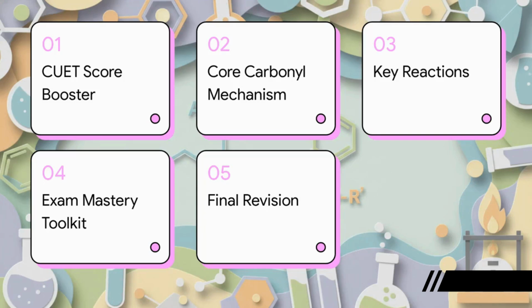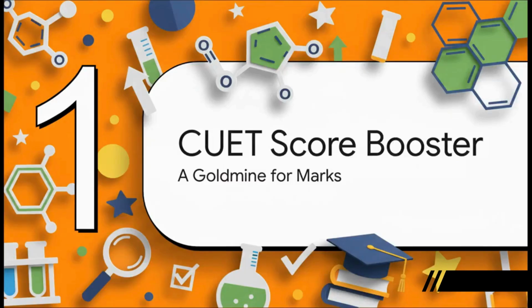So, what's our game plan? Simple. First, we'll see why this topic is a total goldmine for marks. Then, we'll unlock the one core mechanism that explains everything. After that, we'll cover the must-know reactions, give you an exam toolkit with tricks, and then wrap it all up with a lightning-fast final revision. Let's do this. Okay, first things first, why should you zoom in and give this chapter your full attention?